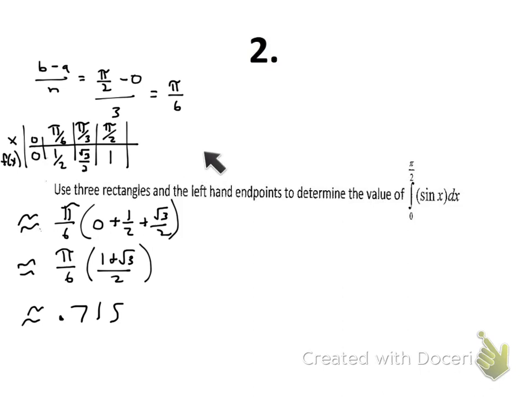What would be different if I said use right-hand endpoints? You would say pi over 6 times what? 1/2 plus square root of 3 over 2 plus 1. Okay?